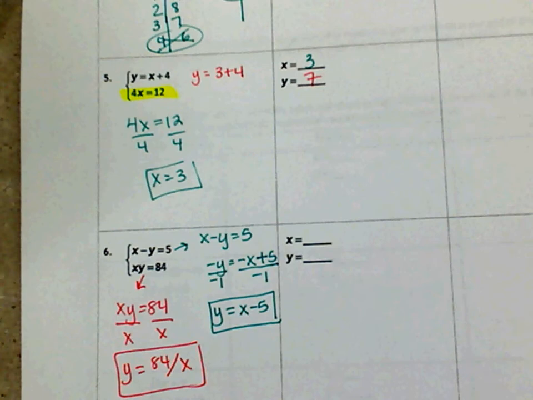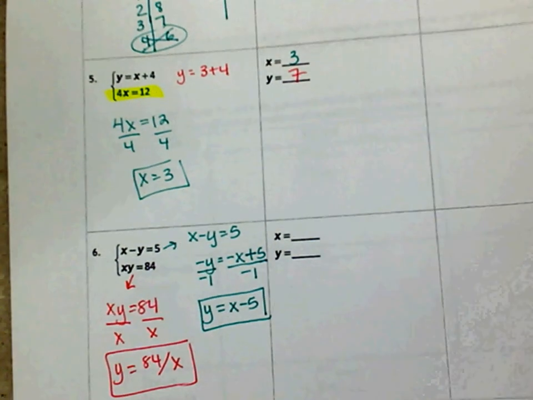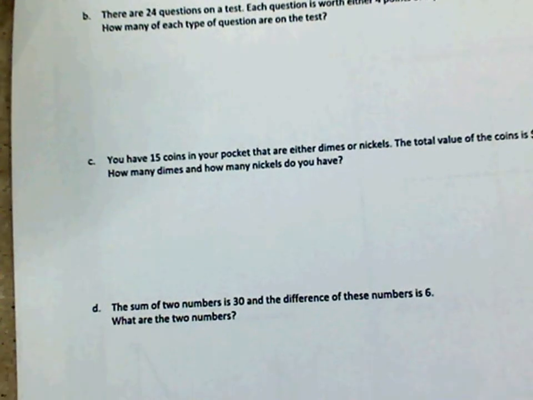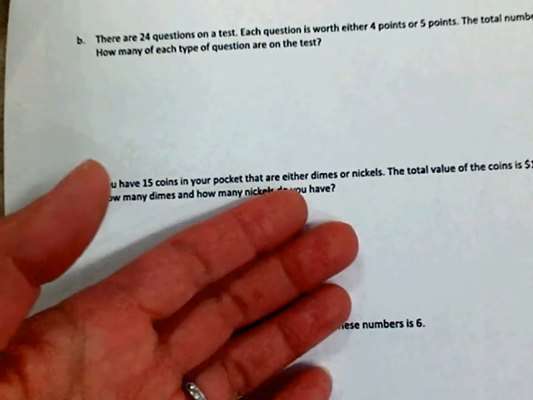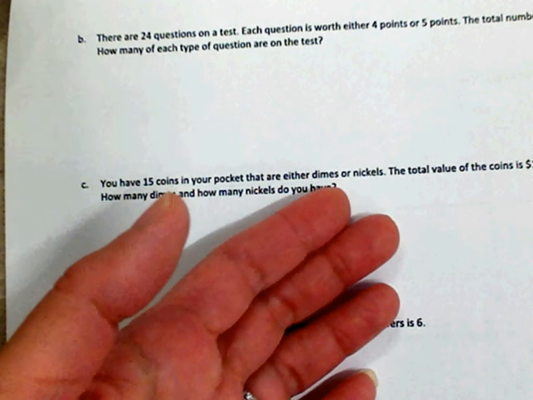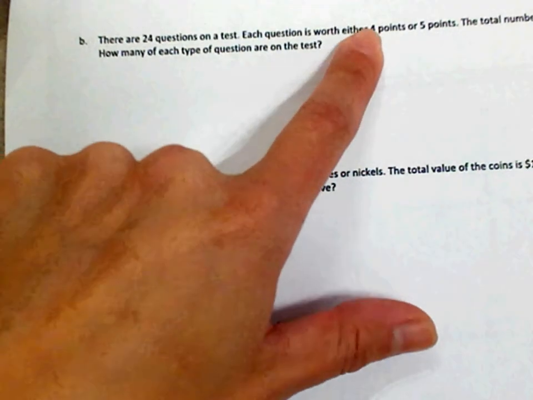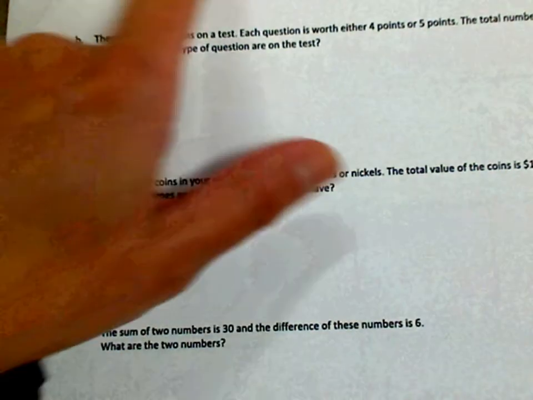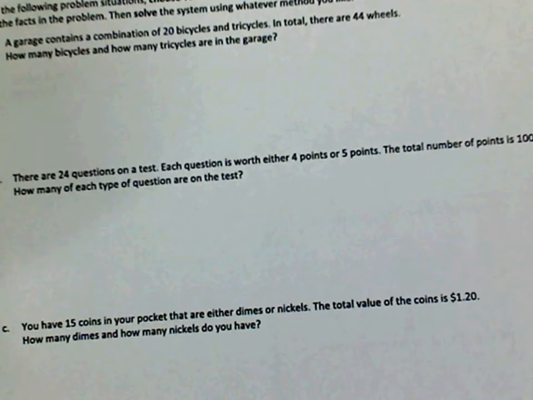I'm going to let you guys do number 2. And then on number 3, follow along. I want to see if you understand what to do. Think about the dimes and nickels, okay? It tells you that each type of question is worth either 4 or 5 points. There are 24. Take a look. What would you use? Follow the directions. It just says choose a variable and then solve, however method you need to use.